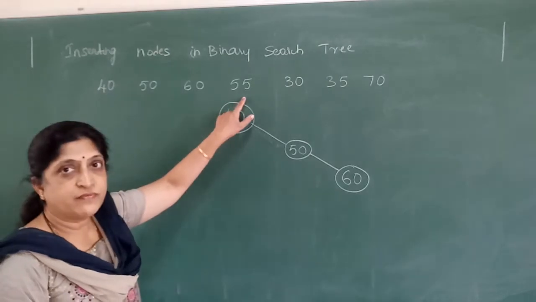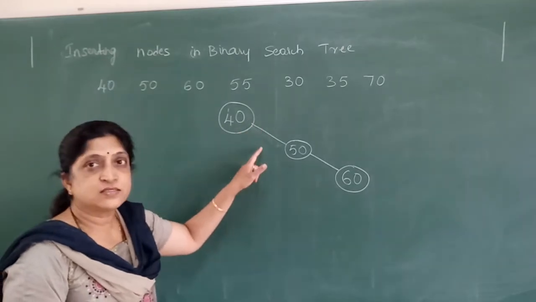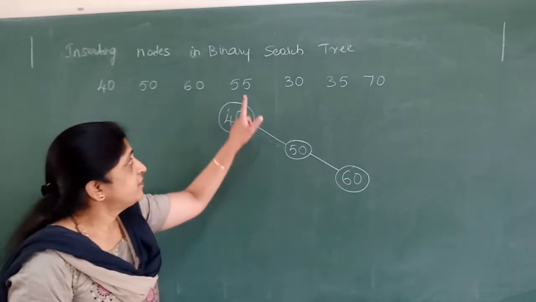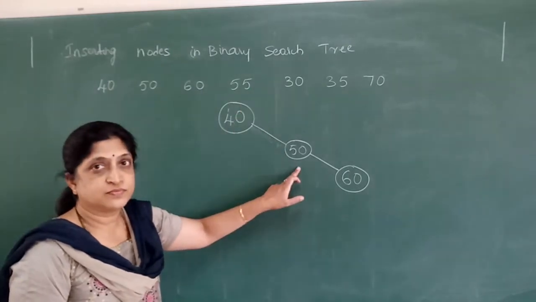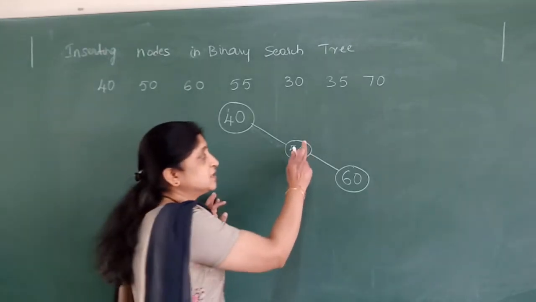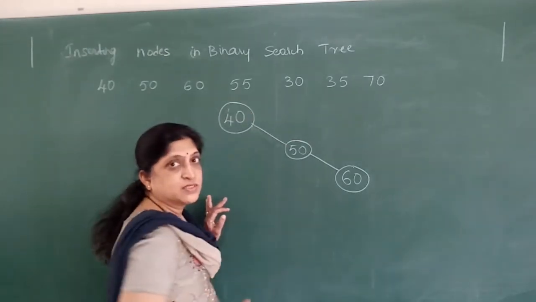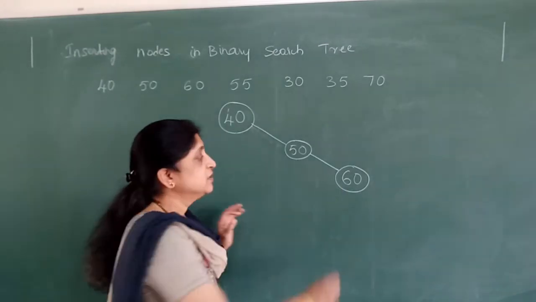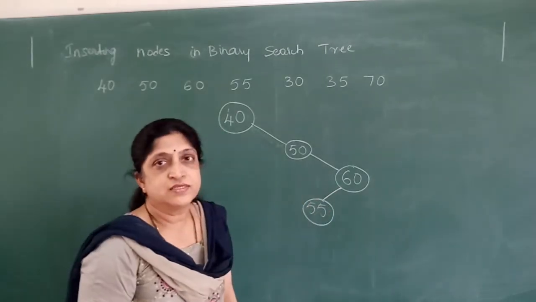Then the next number is 55. It is greater than 40, so it has to be in the right subtree. Then check whether this already has a child. Yes, it already has a child. Then compare 55 with 50. 55 is greater than 50, so it has to be in the right subtree of 50. But this already has a right child. Traverse down and compare 55 with 60. 55 is less than 60 and 60 does not have a left child. We can insert 55 as a left child of 60.